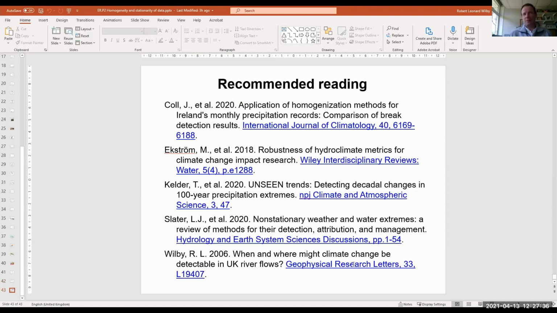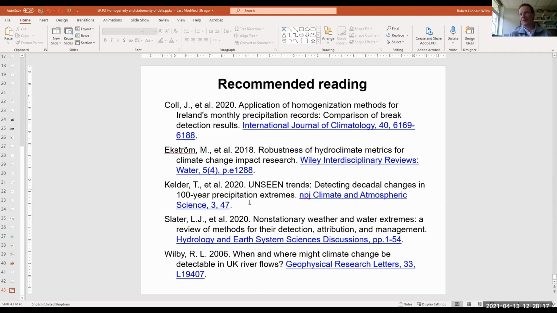So finally, what's the recommended reading? I really strongly encourage you, those of you who are interested in homogenization techniques, to go to the Cole paper, which, as I showed, compares these different methods and provides a really nice summary of the strengths and weaknesses of those methods. EXtreme, I didn't have time to talk about today, but is a thorough review of lots of different types of hydroclimatic index and their fitness for evaluating change. So that's a nice summary there.